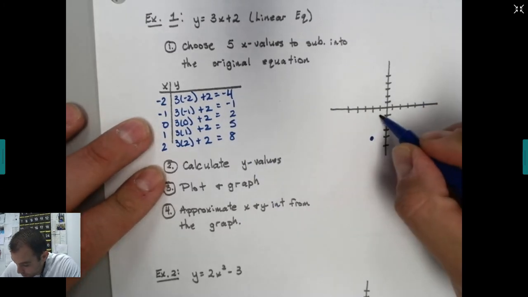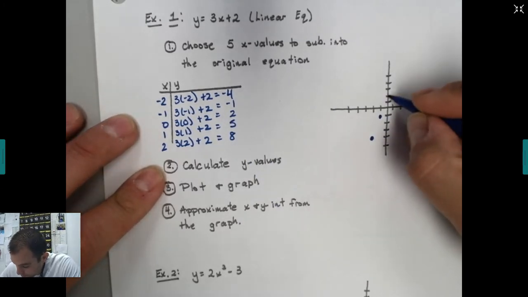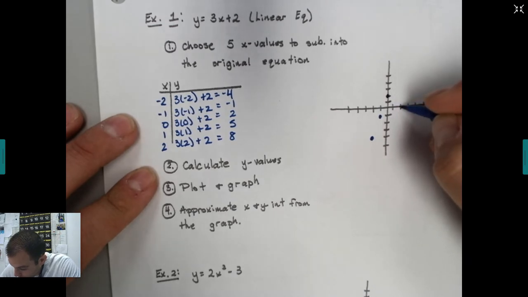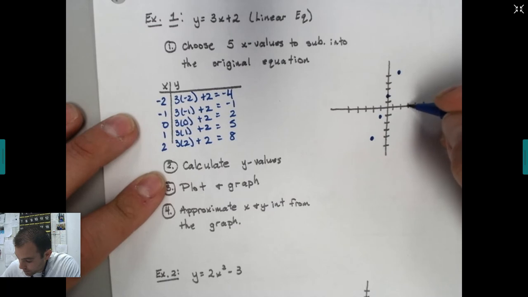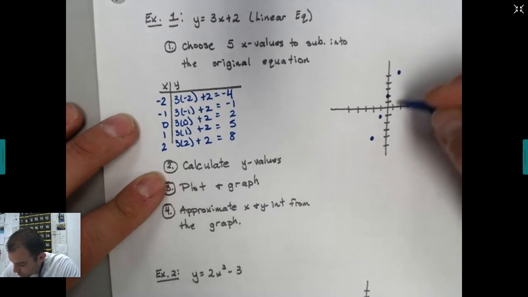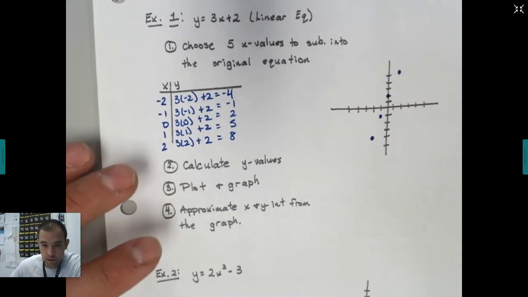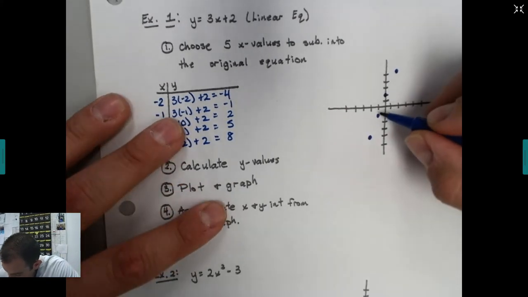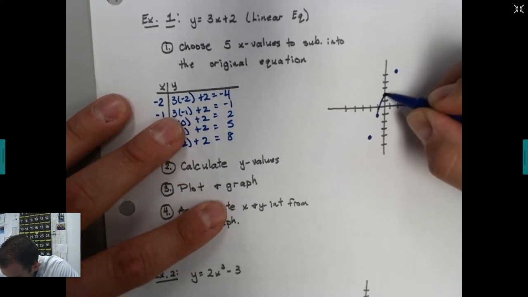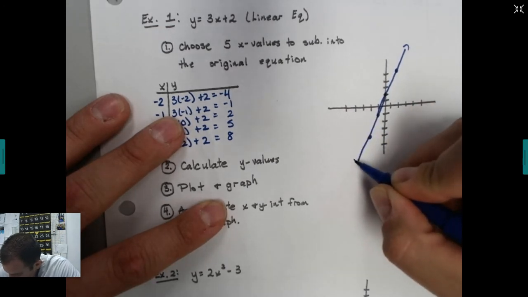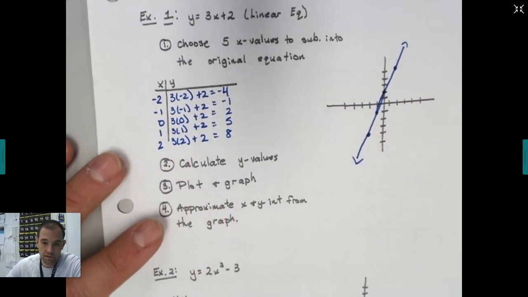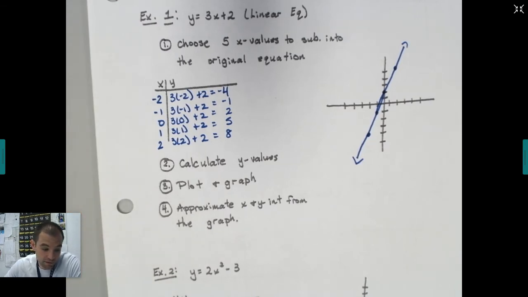-1, -1 would be right here. 0, 2, 1, 5. And then my 2, 8 isn't even going to fit on my graph. So I'm not even going to worry about that one. So it's not going to fit. So I'm going to connect the dots. Again, doesn't have to be perfect. Mine's obviously not perfect. Doesn't really make any difference whatsoever.